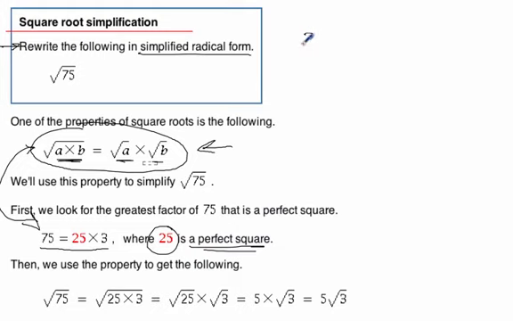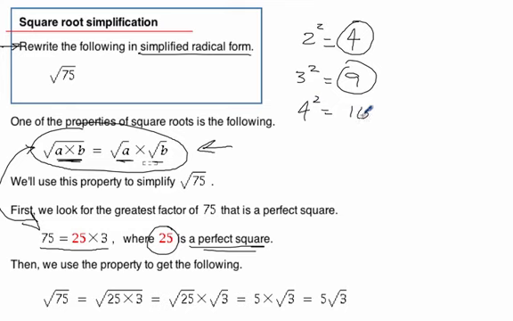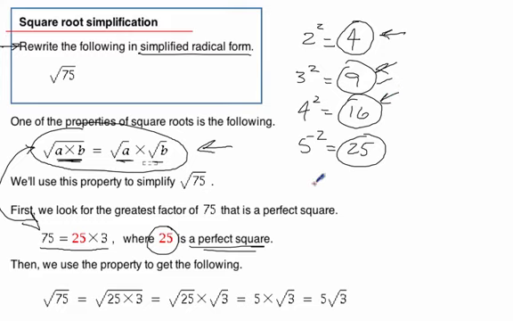Remember, perfect squares. 2 squared is 4. 4 is a perfect square. 3 squared is 9. That's a perfect square. 4 squared equals 16. That's a perfect square. So this can go on and on. 5 squared, 25. Perfect square. So you just need to know the terminology. These are all perfect squares, and there's lots and lots of them. You could go on and on.